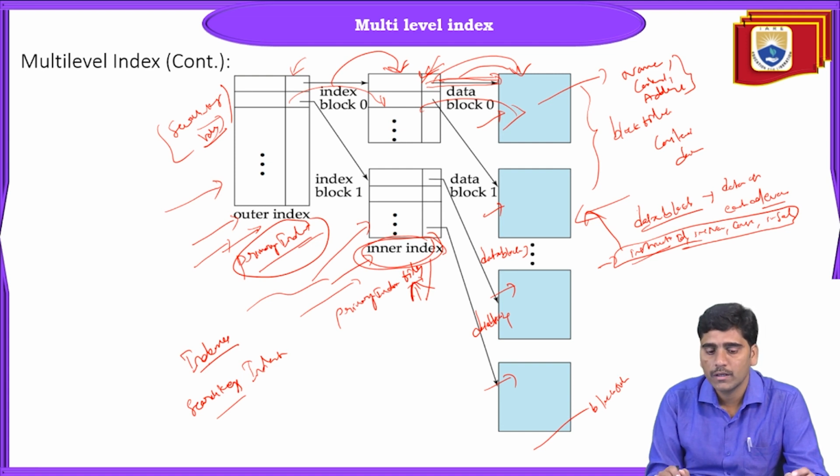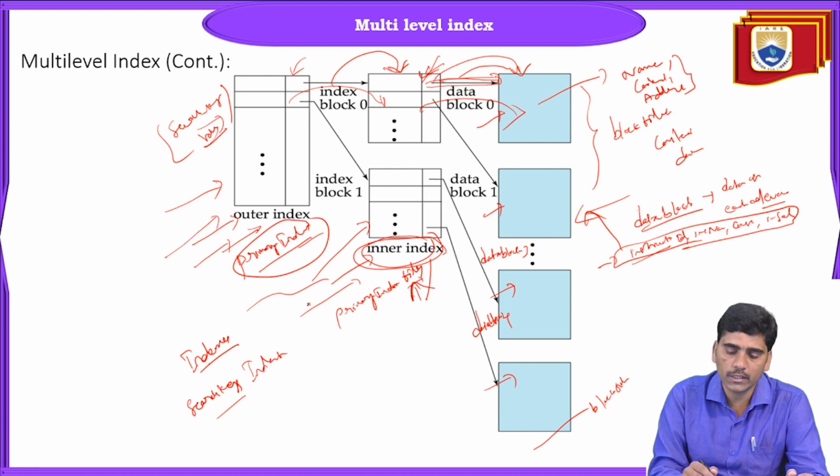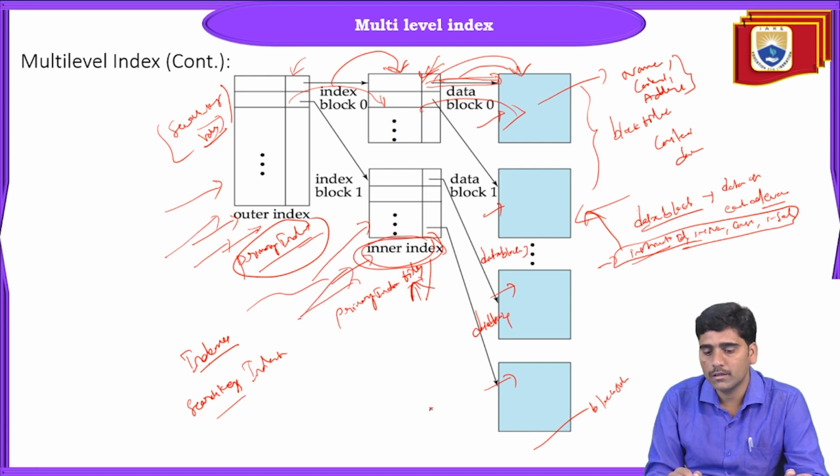This is how the indexing mechanism accesses the records with the help of indexes, that is, with the help of search keys. This is how the indexing mechanism works to retrieve the data in the database. So this is all that happens in multi-level indexes: creating the outer index, creating the inner index, and accessing the data from the data blocks. This is all about multi-level index.